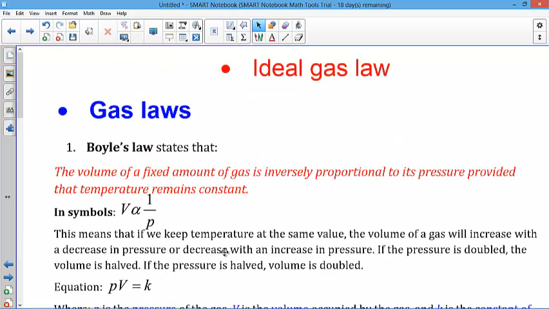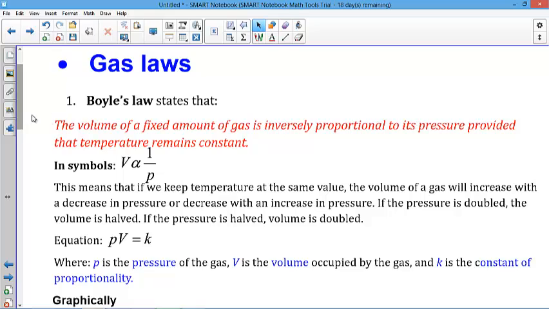Let us now go to Unit 2 and talk about the ideal gas law. Before we can talk about the ideal gas law, it's important that we handle the gas laws one by one. The first one that we're going to look into is Boyle's law, which states that the volume of a fixed amount of gas is inversely proportional to its pressure, provided that temperature remains constant.